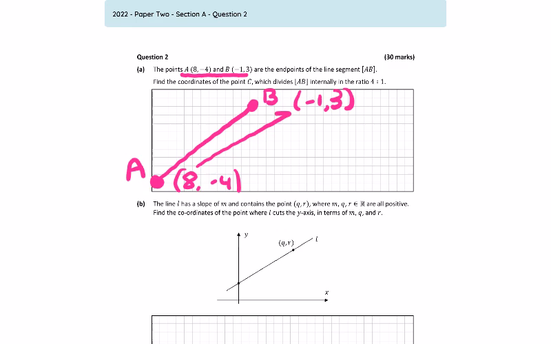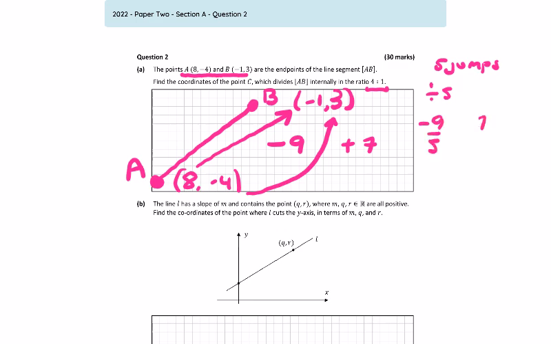So the x jump here, 8 down to minus 1, we're going down 9. And y goes from minus 4 to 3, we're going up 7. And the jumps here are 4 and 1. So it's 5 jumps altogether, 4 plus 1. So for one jump we need to divide by 5. So minus 9 over 5 would be one jump, and 7 over 5 would be one jump. So we want it in the ratio 4 to 1.